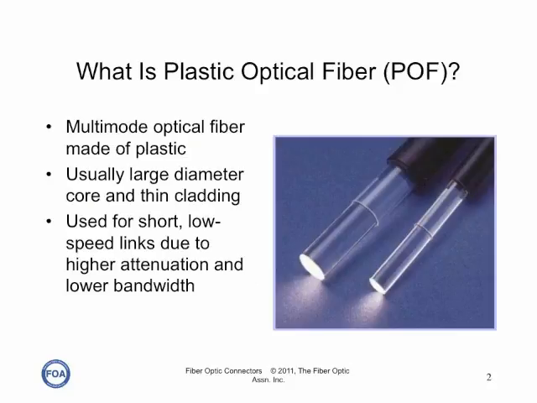Plastic optical fiber, or POF, is a multi-mode optical fiber, obviously made of plastic. It's usually a large diameter core fiber with a very thin cladding which traps the light with total internal reflection. Typically, POF is used for short, low-speed links due to its higher attenuation and lower bandwidth.